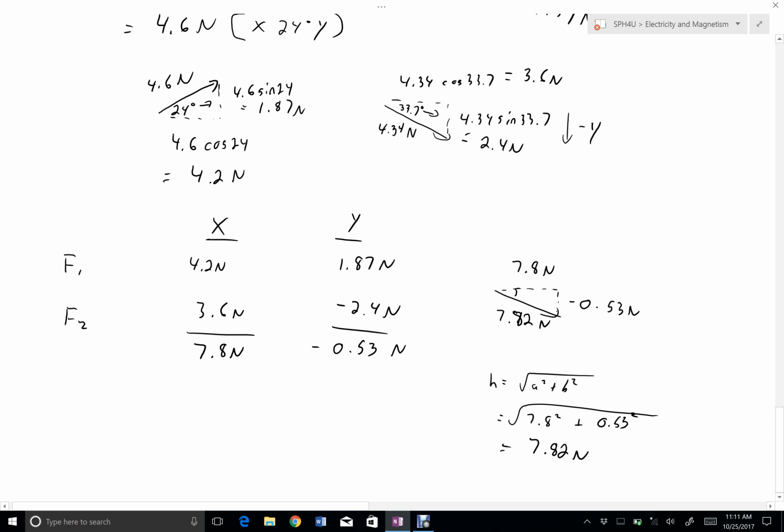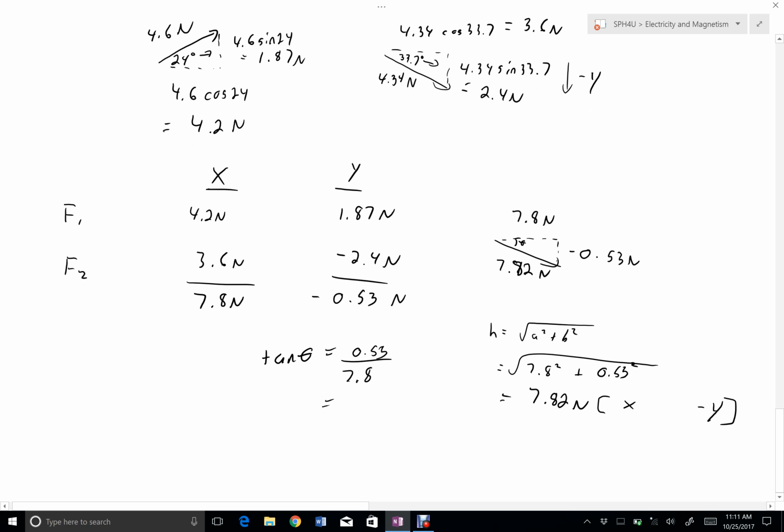And to get my direction here, my theta, x, negative y, I'm going to use tan theta equal to 0.53 on 7.8. Where's tan at? 3.9 degrees. So there you go.